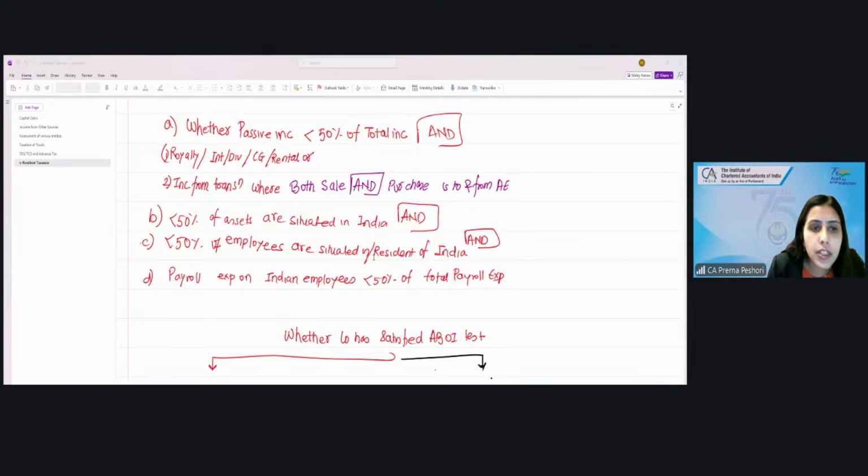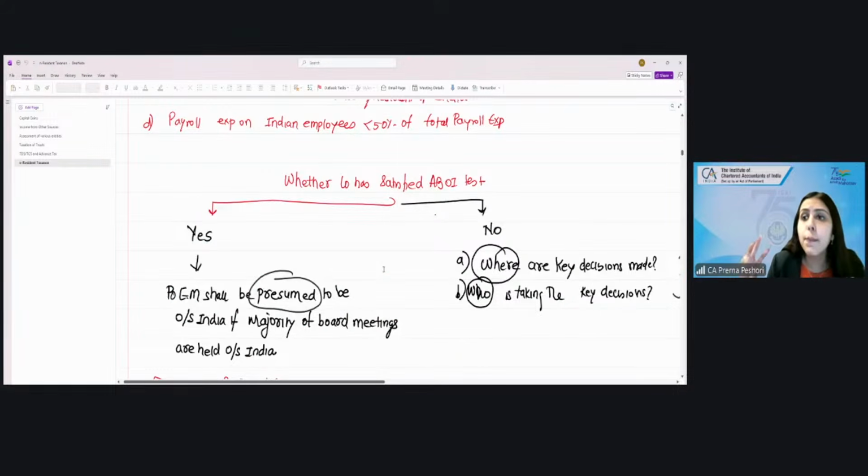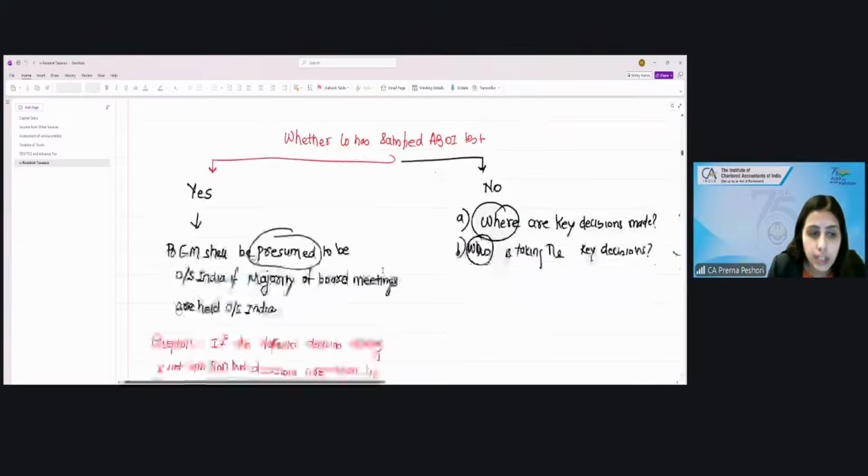Now, once a company has satisfied the ABOI test, then the POEM shall be presumed to be outside India if majority of the board meetings are held outside India. But where a company does not satisfy the ABOI test, then you need to ask 2 questions. What are the 2 questions you will ask? Where are the key decisions being taken up? And who is taking those key decisions?